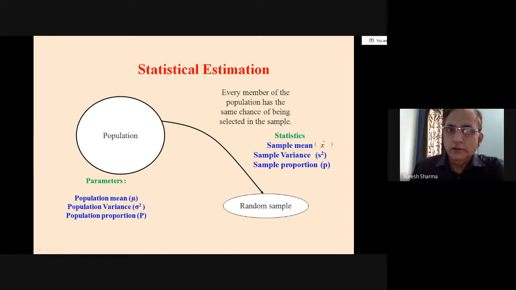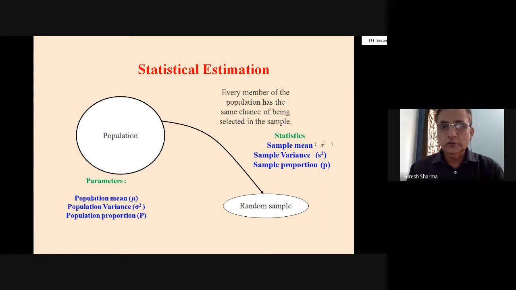Now, if your population is 5 lakh people, it's very difficult to compute all the parameters of the population. That's why we use a sample out of the population. So if your values are concerned with the population, they are known as parameters. And if your values are concerned with the sample, then it is called a statistic, right? Now, these are unknown, because population parameters are not known to you. Population mean, population variance, population proportion, they are not known to you.